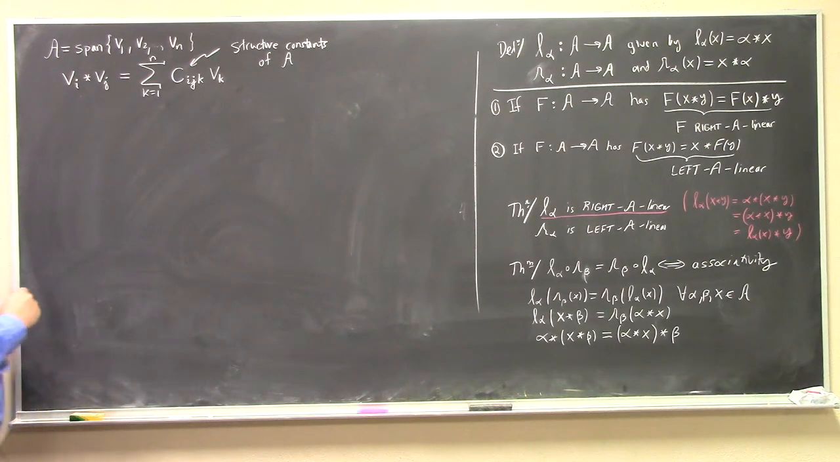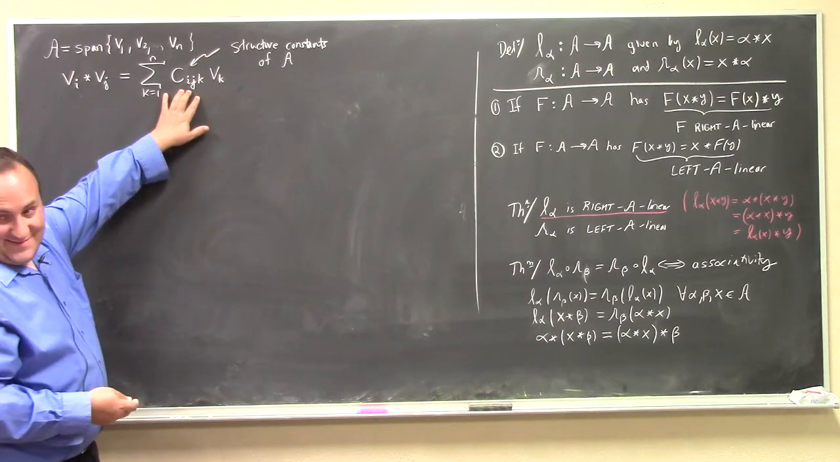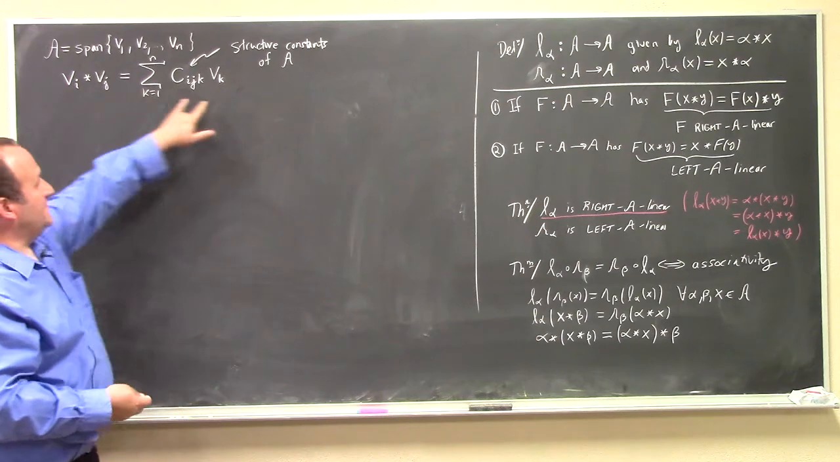So let me make sure I get this right. C is a vector? If you give me a choice of I, J, and K, C is a number. One number? One number. So the sum is over K. And then e_k is a vector. So the vectors are numbers here? Yeah, so these are real numbers. These are numbers in the algebra.